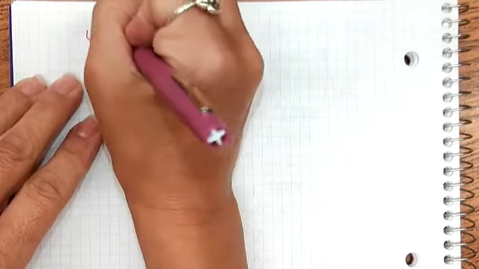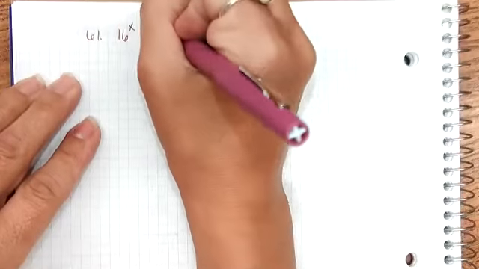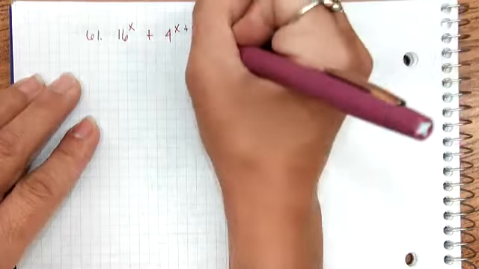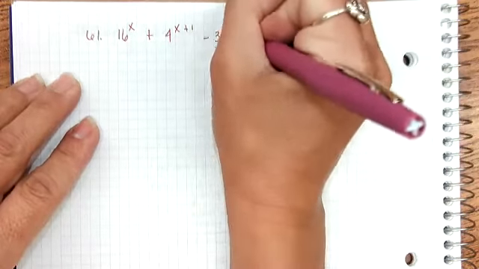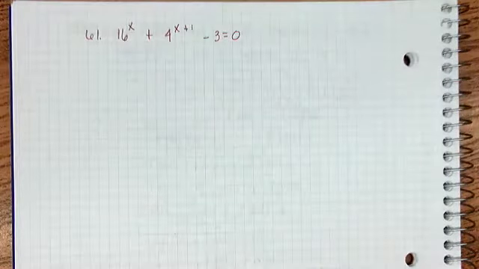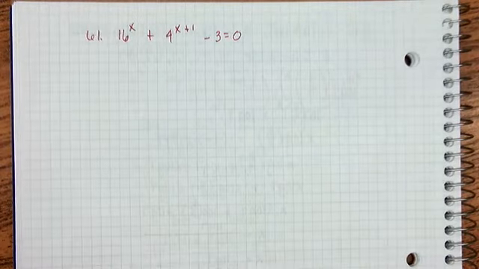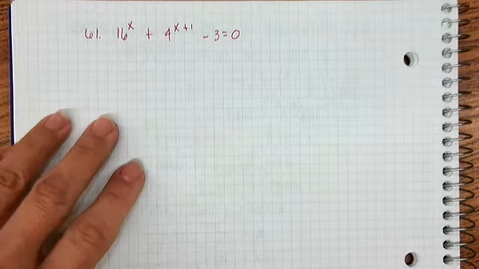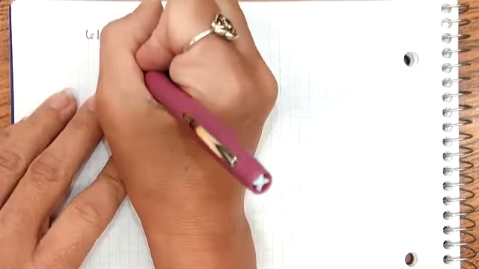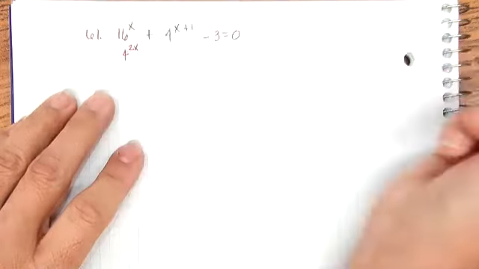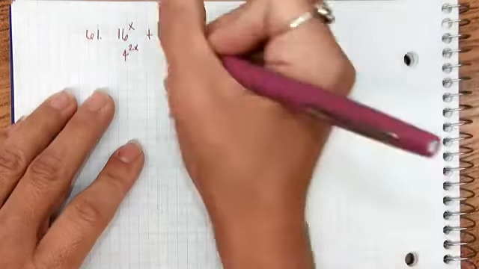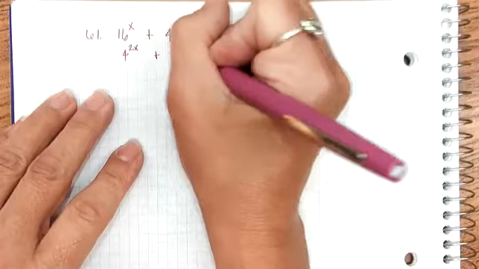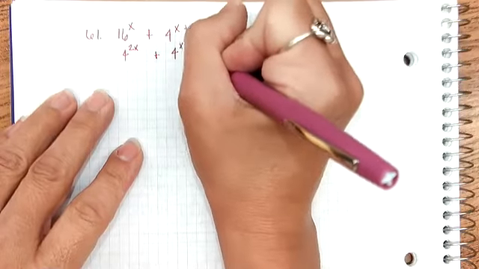One says 16 to the x plus 4 to the x plus 1 minus 3 equals 0. This is very, very close to number 59. This is 4 to the 2x. This is 4 to the x times 4.